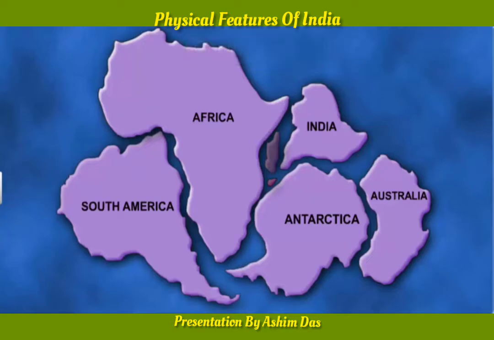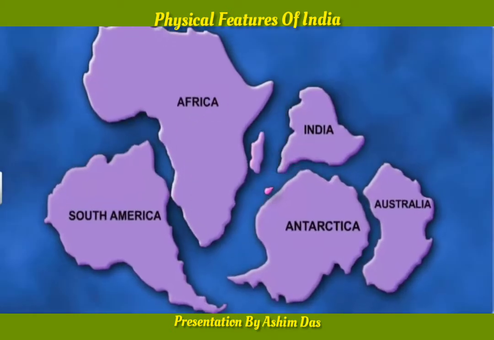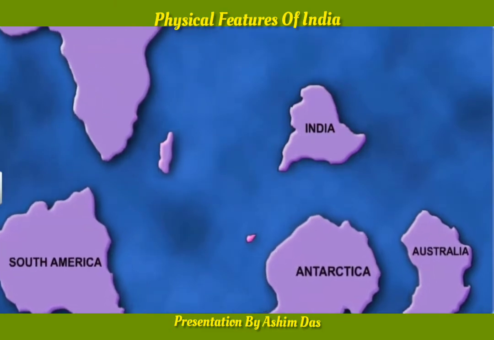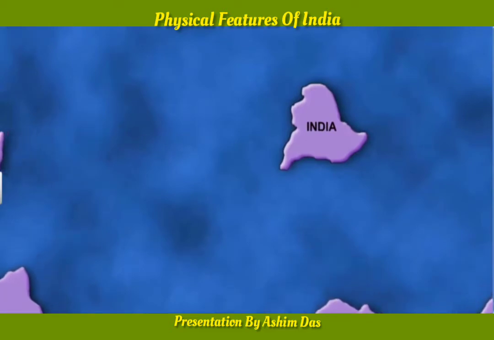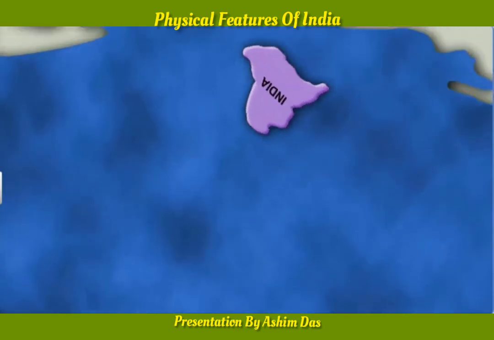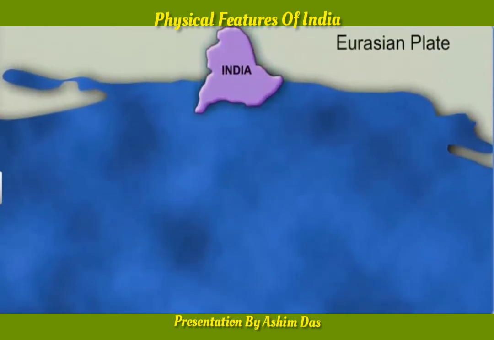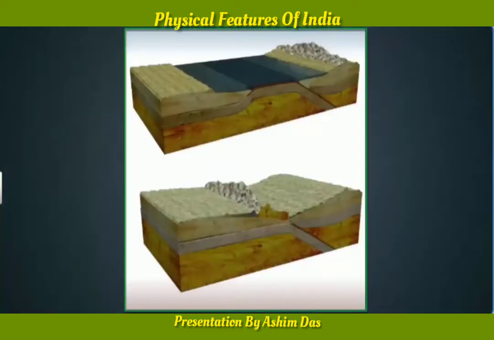What then happened to split Gondwana land? Convectional currents split up the crust of Gondwana land into smaller parts, of which the Indian plate was one. The Indian plate drifted north till it collided with the Eurasian plate. The collision caused the sedimentary rocks in the Tethys Sea to be lifted upwards. This is how the Himalayas were formed.